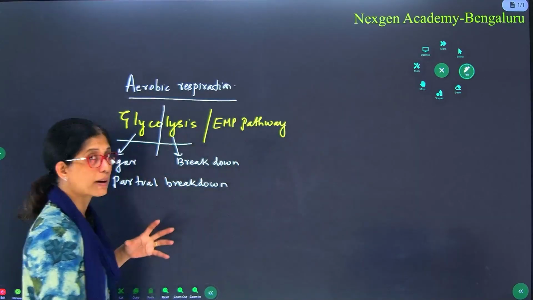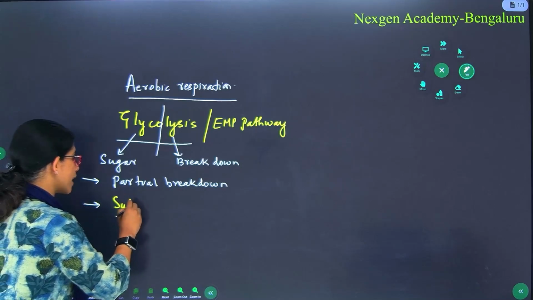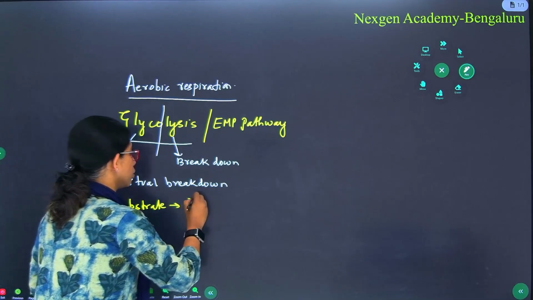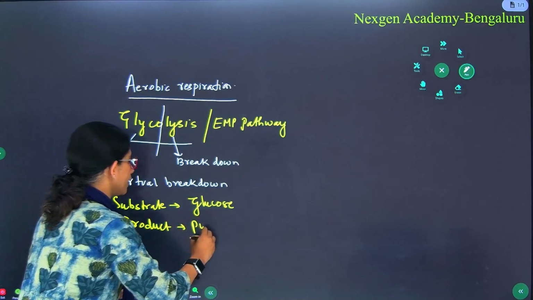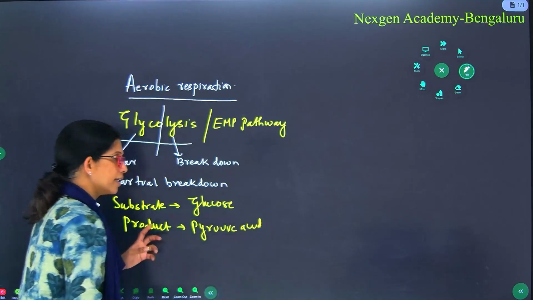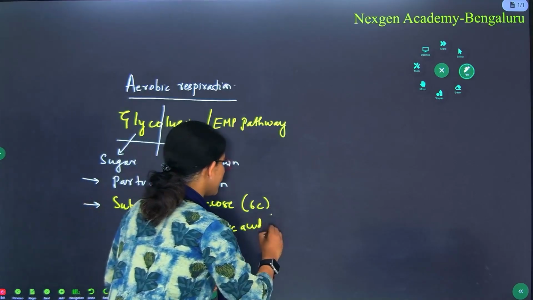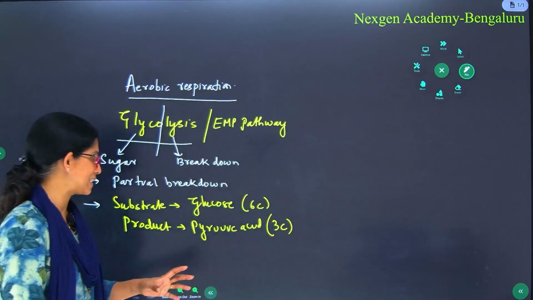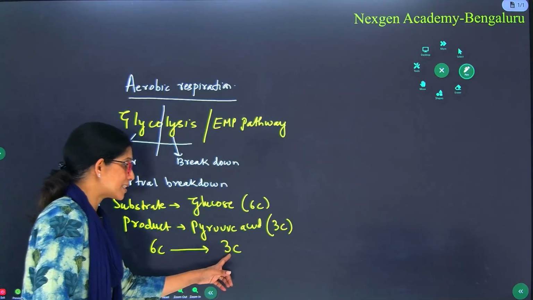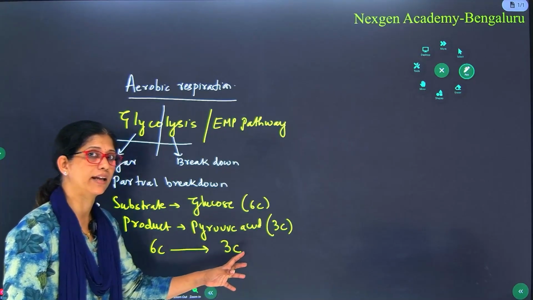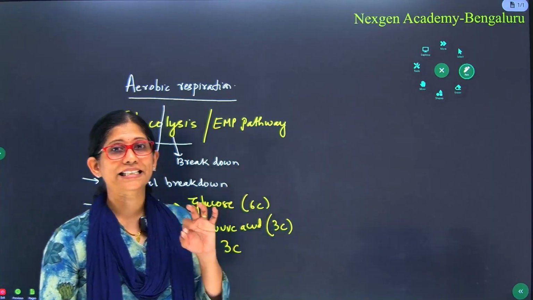Let me show you why it is a partial breakdown. In glycolysis, the substrate is sugar, that is glucose, and the product of glycolysis is pyruvic acid. Now you see here, glucose contains 6 carbon and pyruvic acid is made up of 3 carbon. So you can literally see here a 6 carbon compound is broken down into a 3 carbon compound. That means you still have 3 carbon or 2 bonds pending which can be holding some energy. That is the reason I am telling you it is not a complete breakdown, it is a partial breakdown.